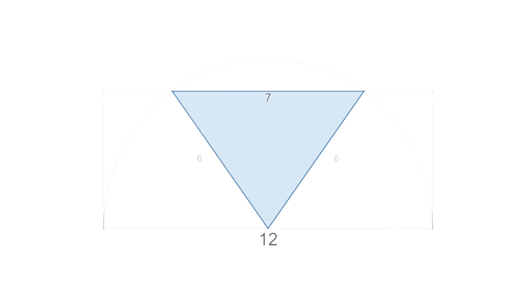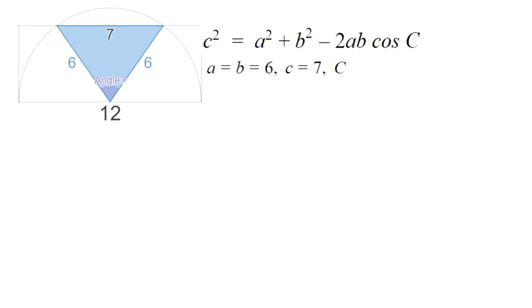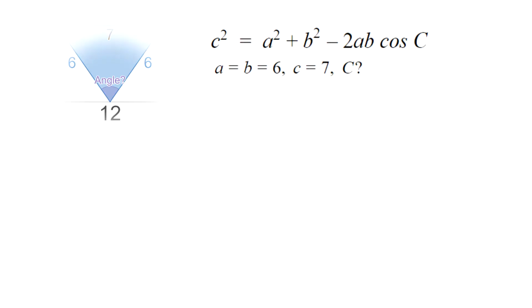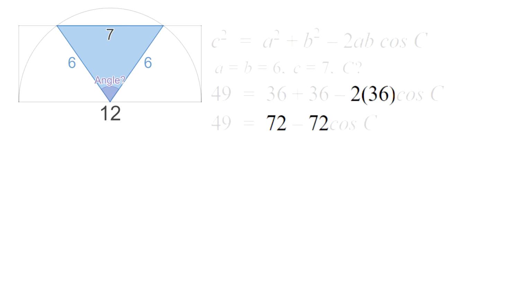Using the sides, we can either divide this triangle or use the law of cosines to find this bottom angle measurement. I use the law of cosines, where we have c squared equals a squared plus b squared minus 2ab cosine of big C, where c is 7, a and b are 6, and big C is the angle we need. Doing the algebra of this equation, we will get 49 equals 36 plus 36 minus 2 times 36 times cosine of big C. Next, we combine the 36's to 72 and multiply 2 and 36 to 72.